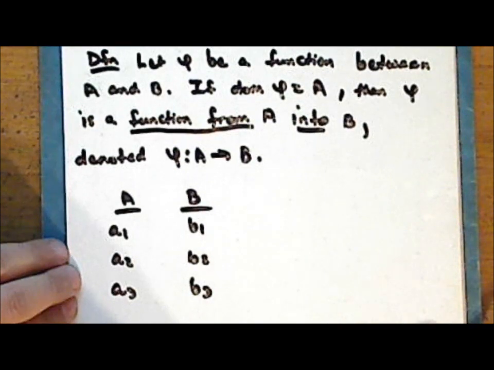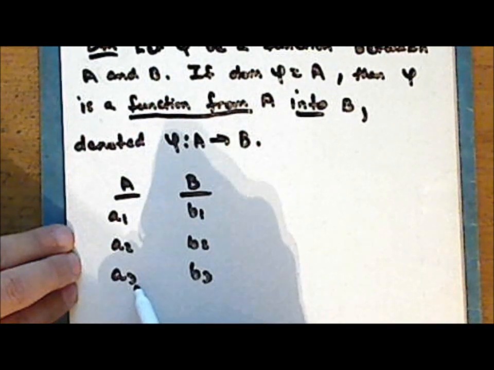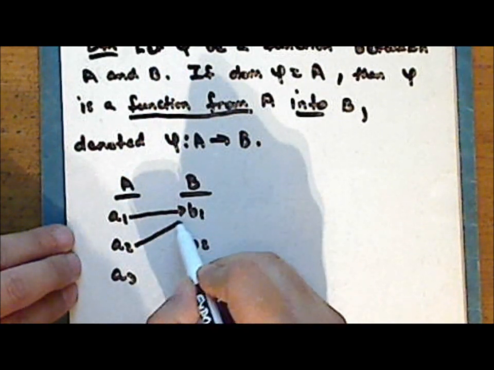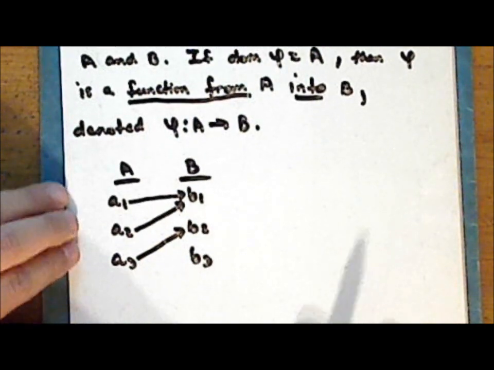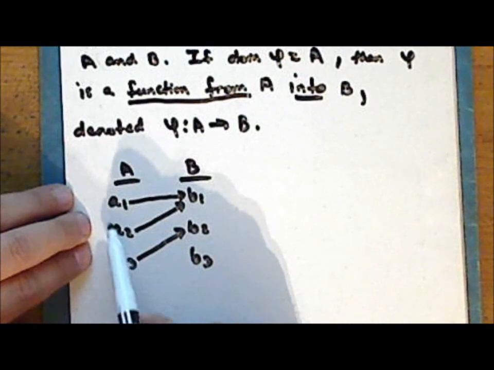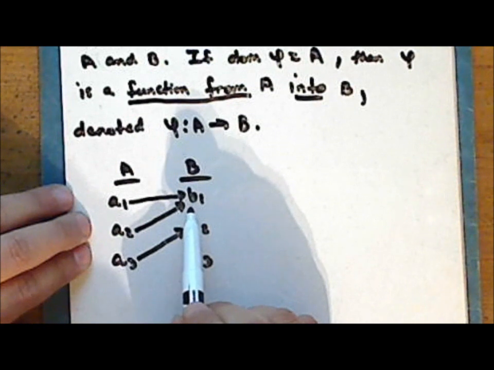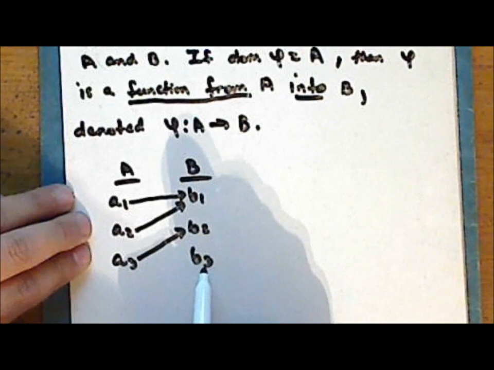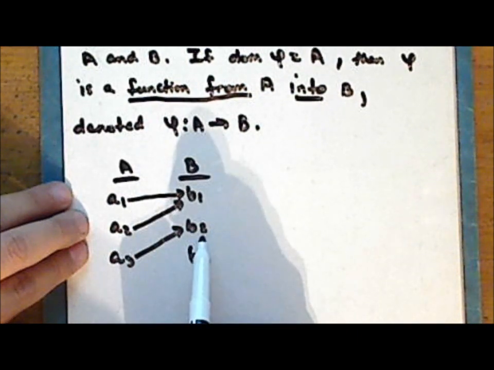So for a function from A into B, we must have that each of the elements in the first set is mapped to a single element in the second set. Now, once again, it is fine if there are two separate elements of the first set being mapped into a common element of the second set. And it is also fine that we have an element in the second set that is not mapped onto, and this is still a function from the set A into the set B.